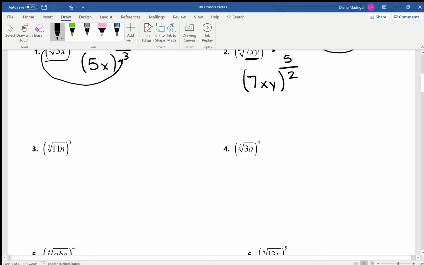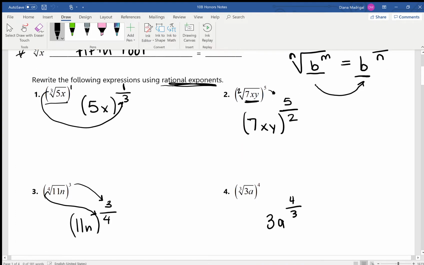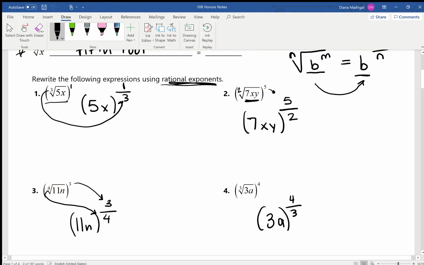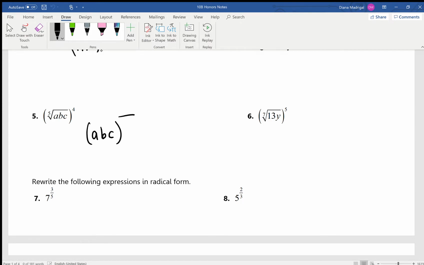All right, so 11n, parentheses. This goes on the bottom. This goes on top. Same thing for number 4. 3a, 3 on the bottom, 4 on top, and don't forget my parentheses. All right, the last one, my base is a, b, c, parentheses. My fraction is going to be 4 over 5. And the last one, 13y, fraction, 7 over 5.